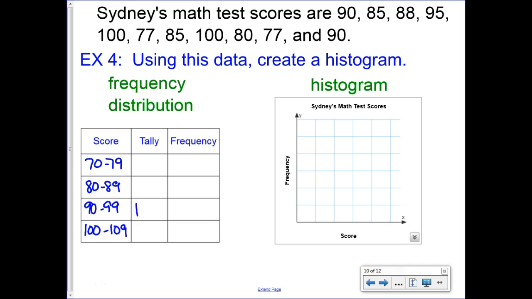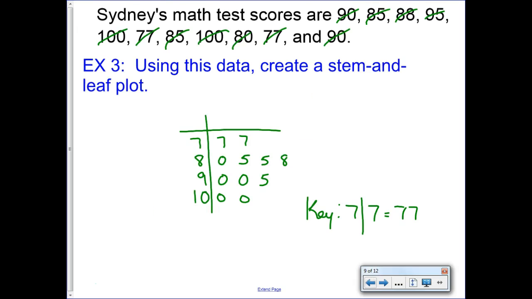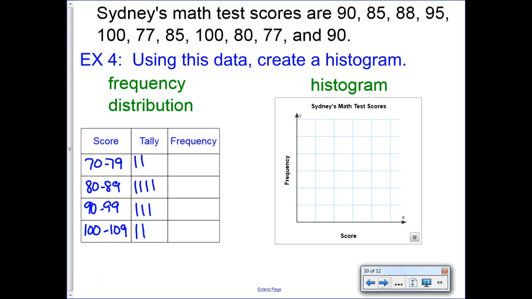So 90, 85, 88, 95, 100, 77, 85, 100, 80, 77, and 90. And you should notice that we have the same number. We had 2 in the 70s, 4 in the 80s, 3 in the 90s, and 2 in the 100s. That's the same thing that happened here. So 2, 4, 3, and 2.